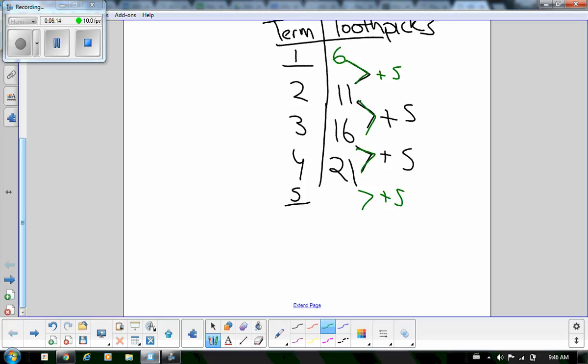What's the term value? How many toothpicks are for term 5? Matthias. 26. How did you get that? Because I just added 5 to 21. 21 plus 5, 26. Looks like we've defeated them. But wait. EQAO is laughing. You have not defeated me yet. What are we missing?